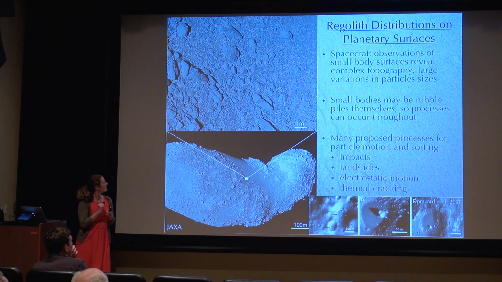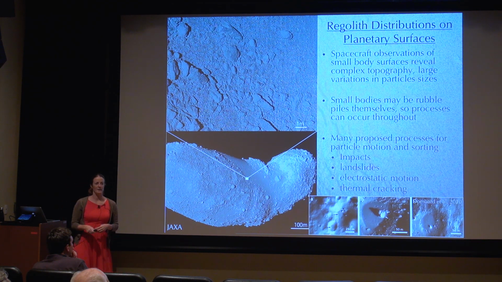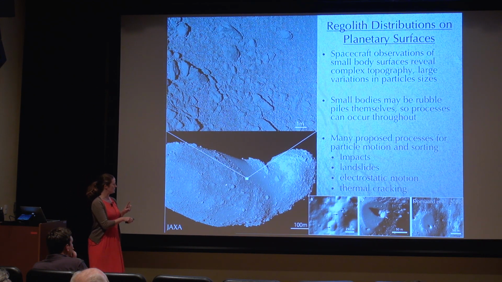So we have a picture here of an asteroid called Itokawa. Oops, sorry. So this is an asteroid. It's a little cut off here, but it's this funny sort of potato-shaped asteroid. And this was observed by a mission called Hayabusa a few years ago. It was a Japanese mission to this asteroid.